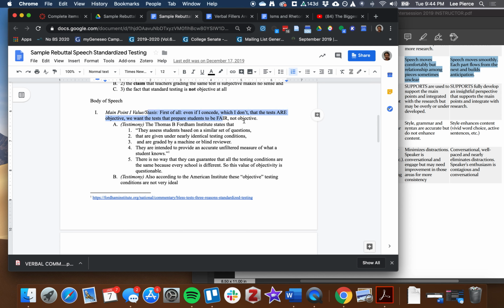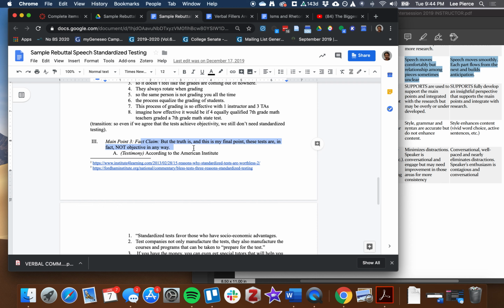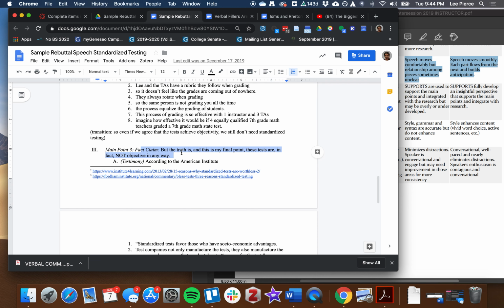You want to put them in order of weakest to strongest. So your weakest main point should be 1, and then the stronger, and then finally the strongest, because you want to end with the strongest main point. So even though I'm going to tell you which 3 main points you have to have, you can put them in any order you want.